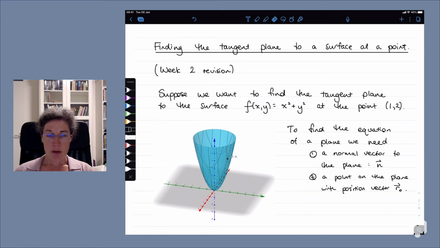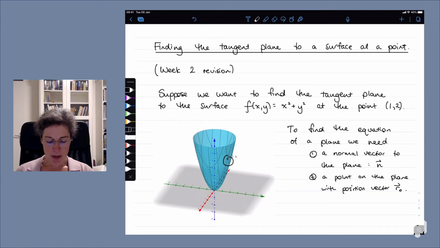So we're going to start off with a pretty straightforward example. Suppose we want to find the tangent plane to the surface z is equal to x squared plus y squared at the point (1, 2). The kind of surface we're looking at is a paraboloid, and you can see we've got the point (1, 2, 5) just sitting there. I got that 5 from substituting x equals 1, y equals 2, and then I know the z coordinate is 5.